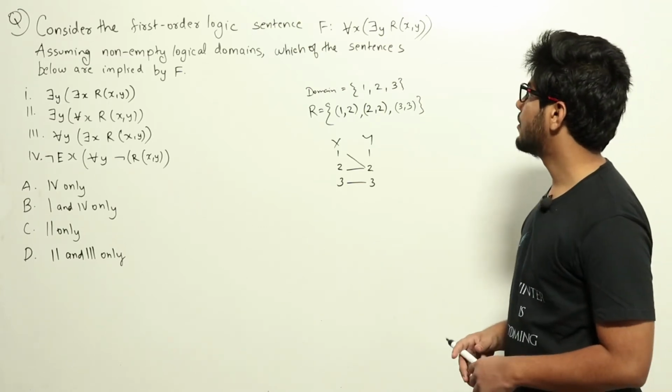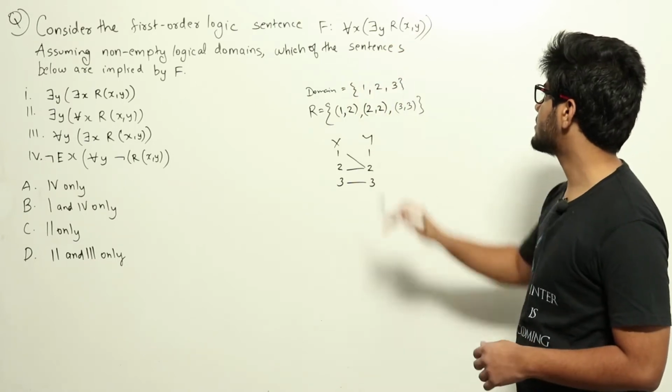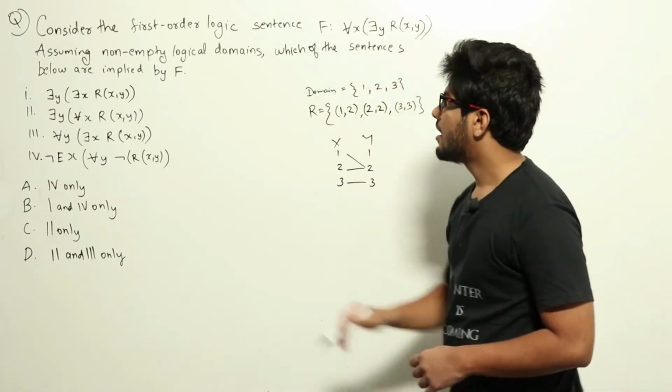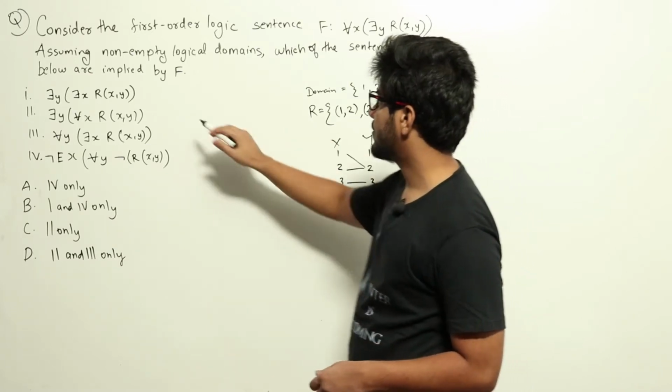Consider the first order logic sentence: for all x, there exists y such that x is related to y. Assuming non-empty logical domains, which of the sentences below are implied by f?